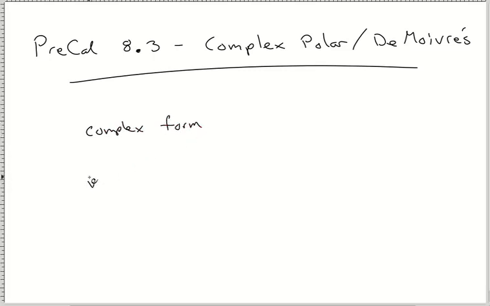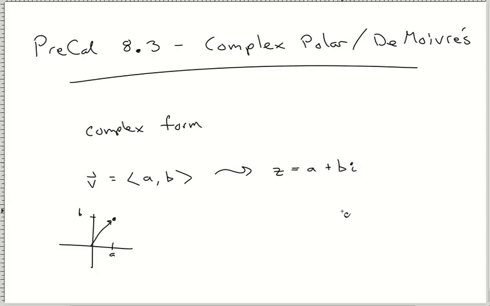So we have my vector v is equal to a comma b, let's say. If you remember from 9.1, I go out some a, I go up some b, and there's my vector out to a point. So this can translate over to a point, z equal to a plus bi. This a right here is your real part, and the b is your imaginary part. Now, this is a point.